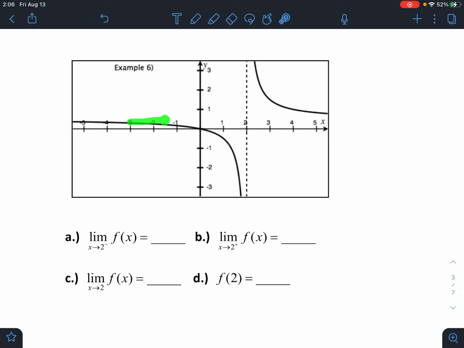As x approaches 2 from the left, it looks like it's going down to negative infinity. As x approaches 2 from the right, we're going up to positive infinity. So since those two don't match, we say that limit does not exist. And what is f of 2? Well, there is no value at f of 2. There's a vertical asymptote there, so we say that one is undefined.